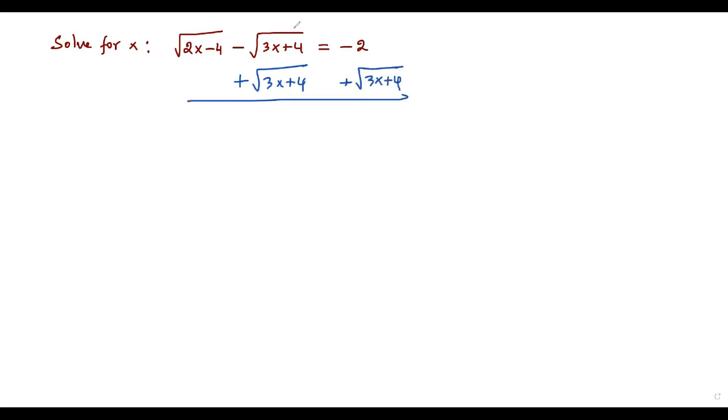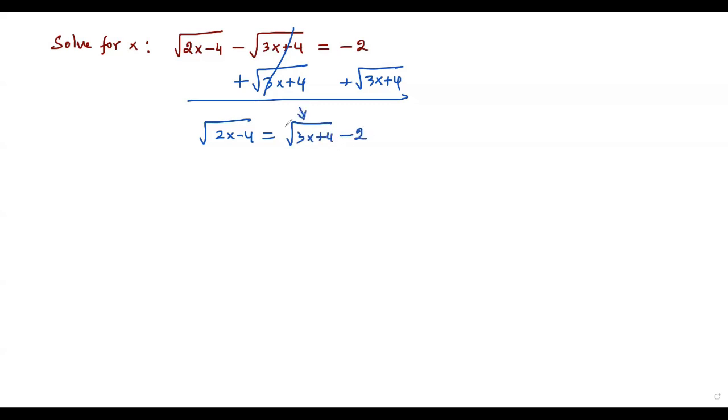When I add them, the negative and positive terms cancel out. I get square root of 2x - 4 equals, so here we have already negative 2, and now we have positive square root of 3x + 4. Let's write the positive term first. So that is square root of 3x + 4 - 2.